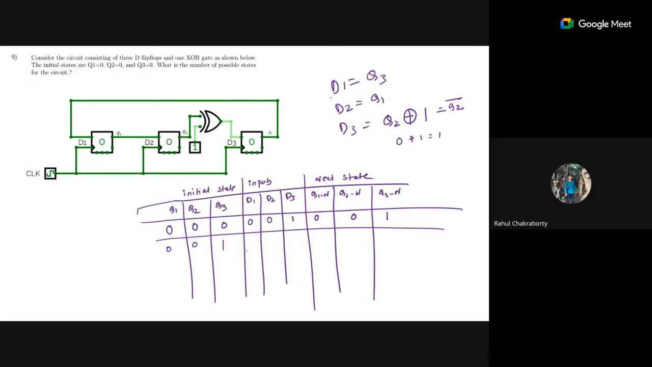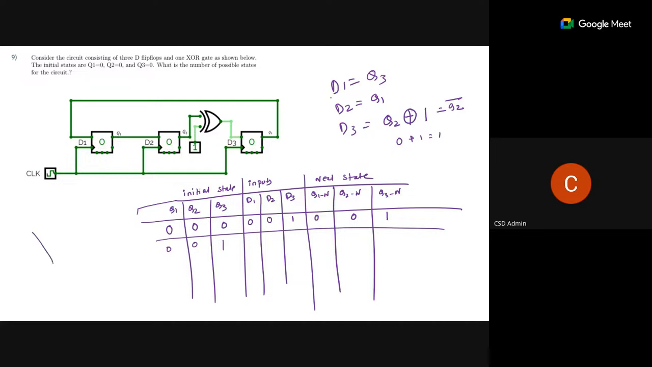No, no. Arre Bimleji, we never copy the D values into the next. We always take the next state of the previous line into the next line. So here Q1 is 0. Q1 next goes to Q1 in the next line. Q2 next goes to Q2 in the next line. Q3 next. No, no, not like that. I'm trying to see first row only, how Q1 next, Q2 next, and Q3 next are coming.